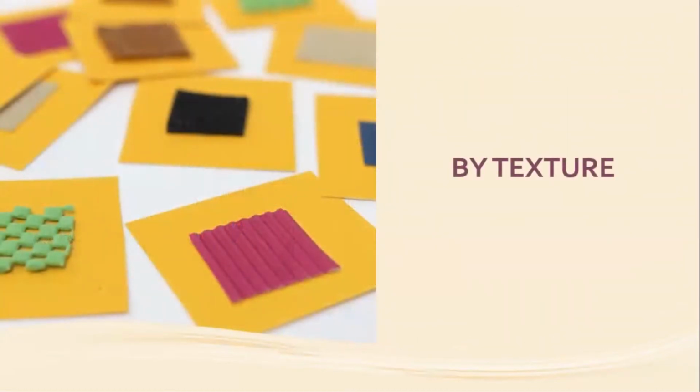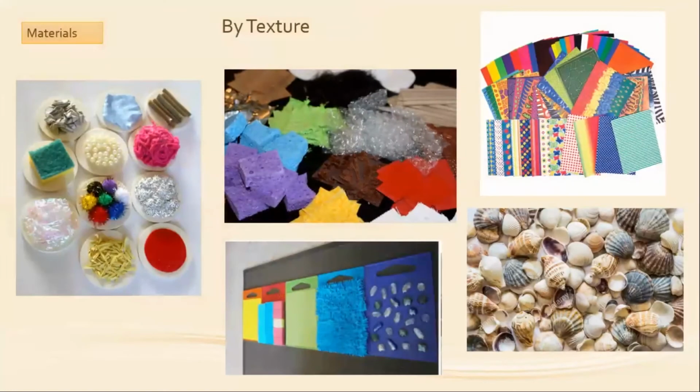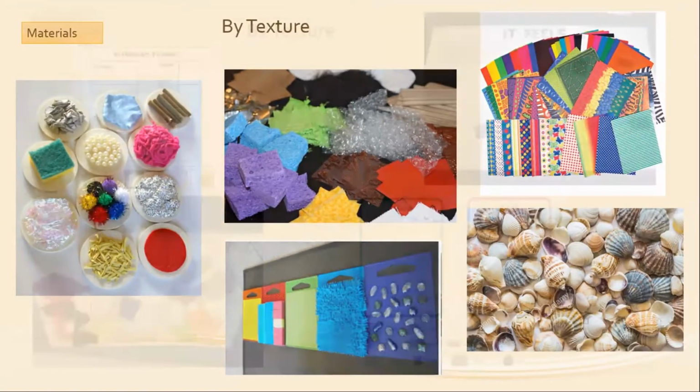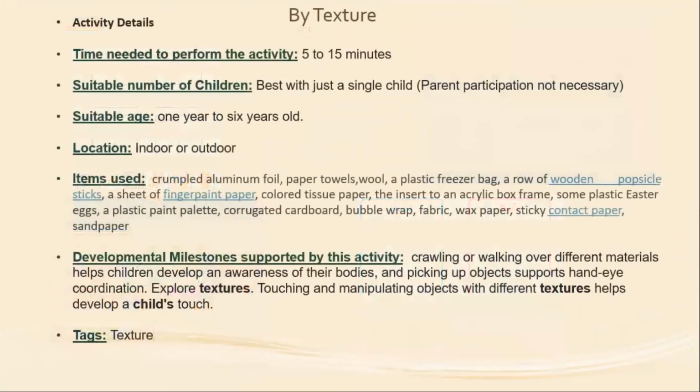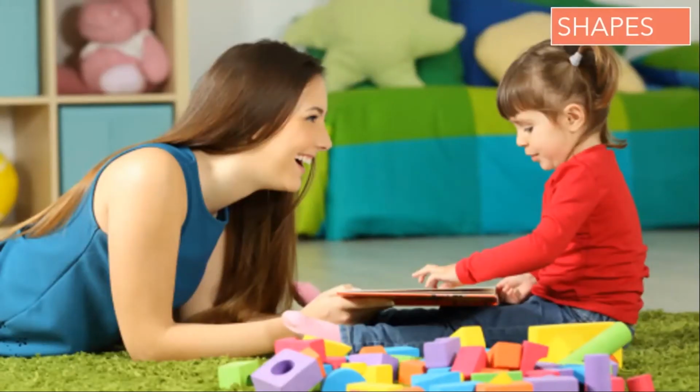Fifth one is by texture in the choice. These are my materials for the activities. These are my in-class activities. Second one in mathematical concept is shapes. The appearance of an object as defined by its outer surface or outline.